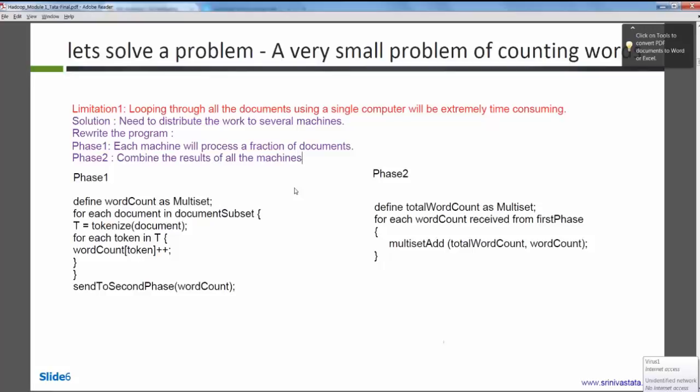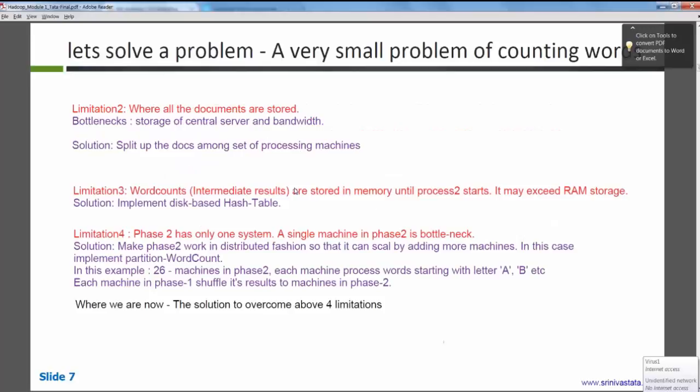So I will put 10 machines to do the phase 1 work, and I will put an extra machine to do the phase 2 work. All the 10 machines will send the results of their phase 1 to this machine, and in phase 2 I will combine all the things and output it to the user. Will you do the same thing? Yes, I will do the same thing. The limitation 2.